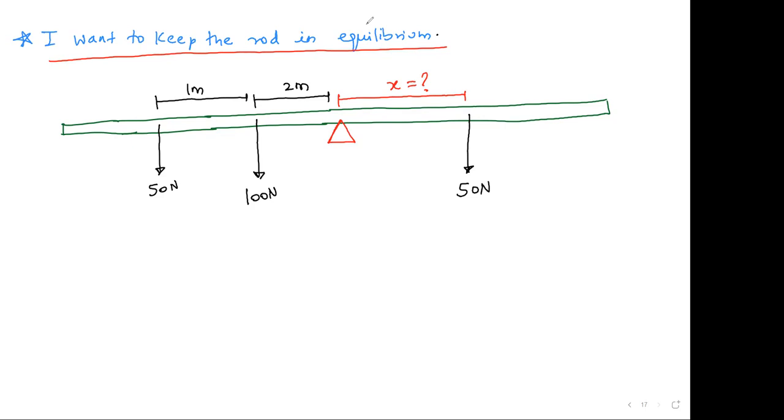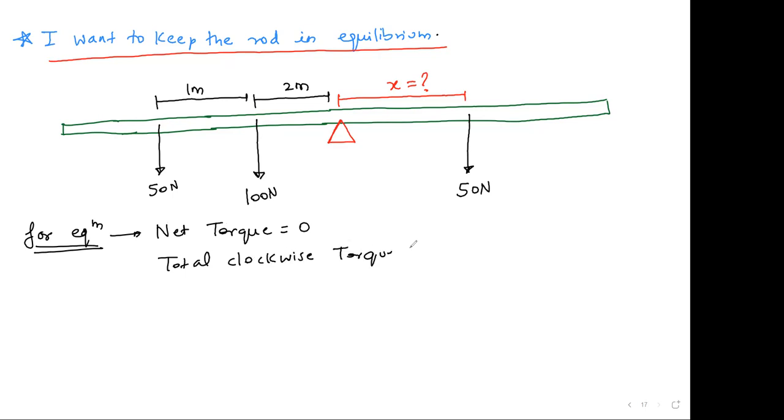Go with the concepts. For equilibrium, what do we need? What is the condition? Net torque 0, right? Yes. And for net torque to be 0, total clockwise torque equals total anti-clockwise torque, right? Yes. Now tell me, which forces are creating clockwise torque? Only this force, right? And what is the torque? This is just 50 into x, correct? Do you agree with me?